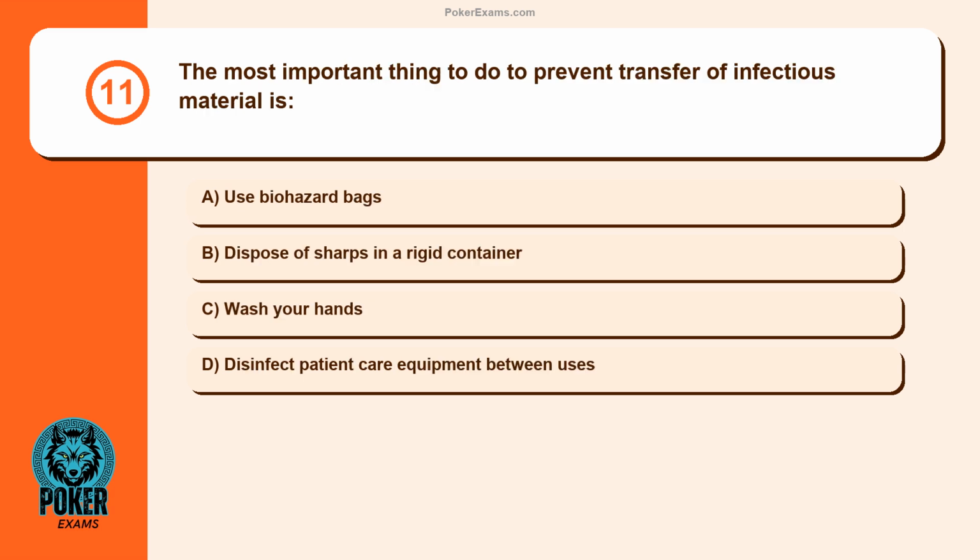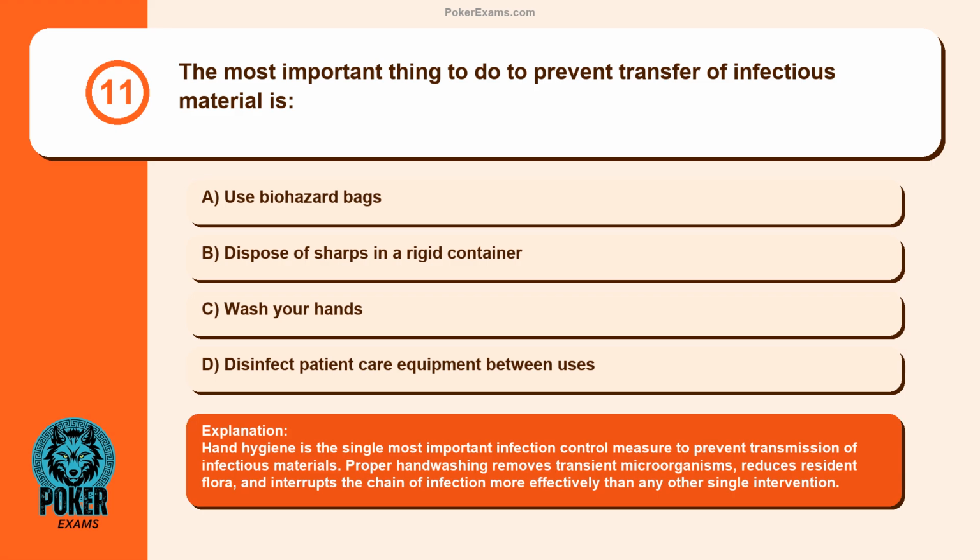Question 11. The most important thing to do to prevent transfer of infectious material is: use biohazard bags, dispose of sharps in a rigid container, wash your hands, disinfect patient care equipment between uses. Hand hygiene is the single most important infection control measure to prevent transmission of infectious materials. Proper hand washing removes transient microorganisms, reduces resident flora, and interrupts the chain of infection more effectively than any other single intervention.